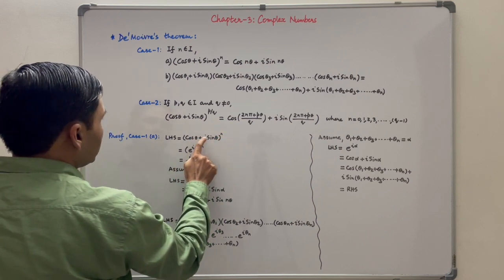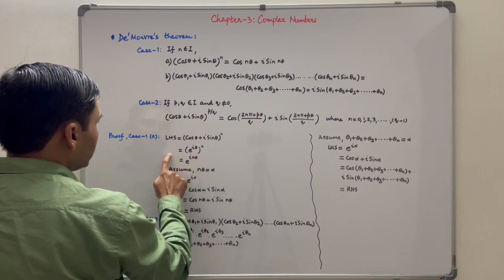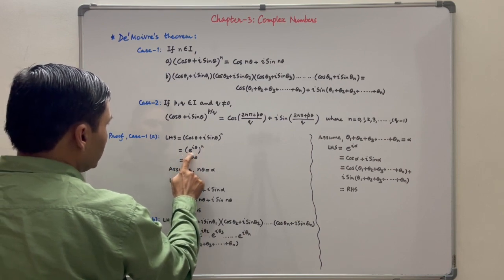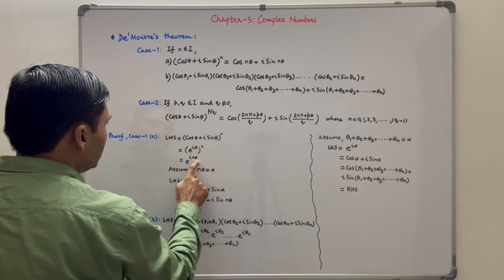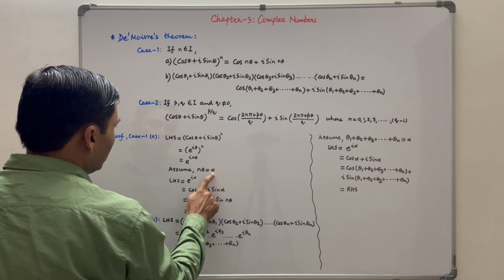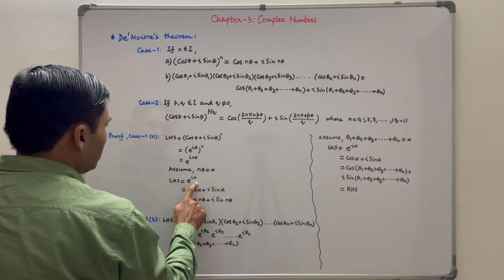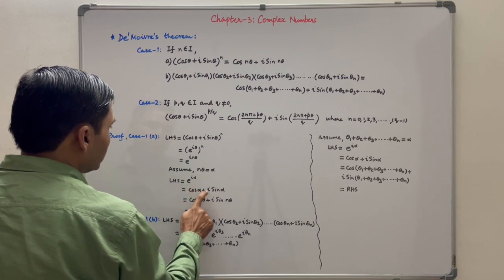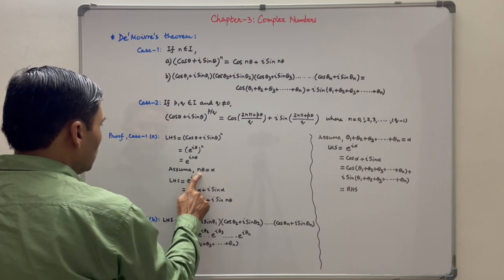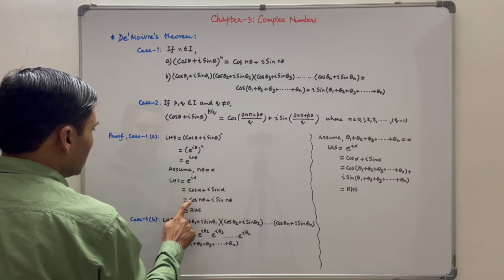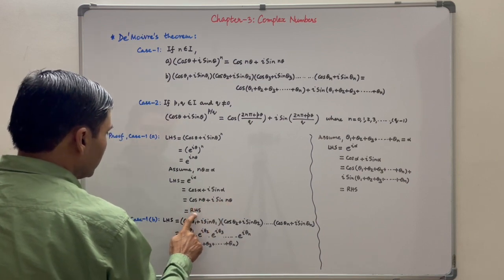Cos theta plus i sin theta can be written as e to power i theta. So LHS is equal to e to power i theta to power n, and that is equal to e to power i n theta. Suppose n theta is equal to alpha. So LHS is equal to e to power i alpha, which can be expanded as cos alpha plus i sin alpha. Now put the value of alpha back to n theta. So it becomes cos n theta plus i sin n theta, which is RHS.